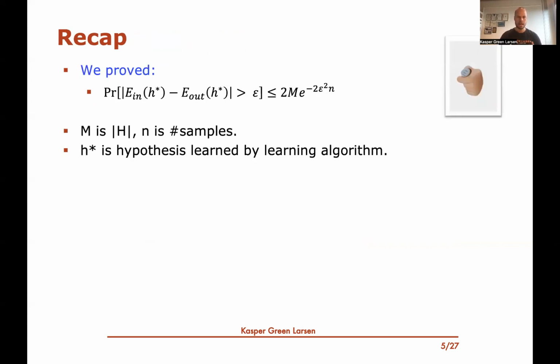So what we proved was, using the Hoeffding inequality together with the union bound, that if I have an algorithm that produces a hypothesis H star, then the probability here over the choice of data set, right? So this is the training example set, the set of n examples, that's the random part. The probability now that the in-sample error and the out-of-sample error of this hypothesis that we learn are further apart than any precision epsilon that we can choose is no more than 2 times M times e to the minus 2 epsilon squared n, where M is the cardinality of the hypothesis set, right? So this is the number of different hypotheses that we search through. And n is the number of training examples, right? And H star is the hypothesis learned by the learning algorithm.